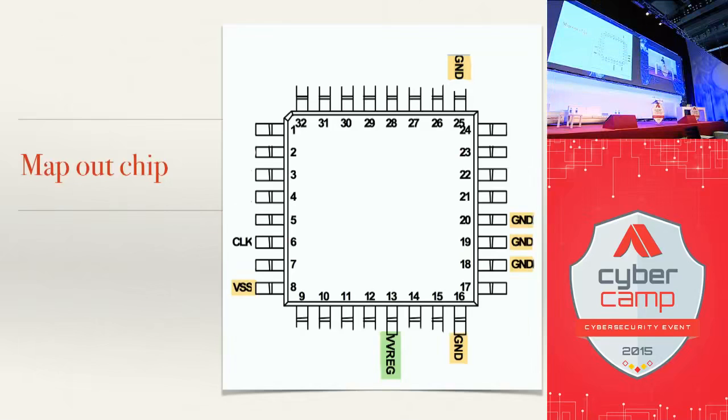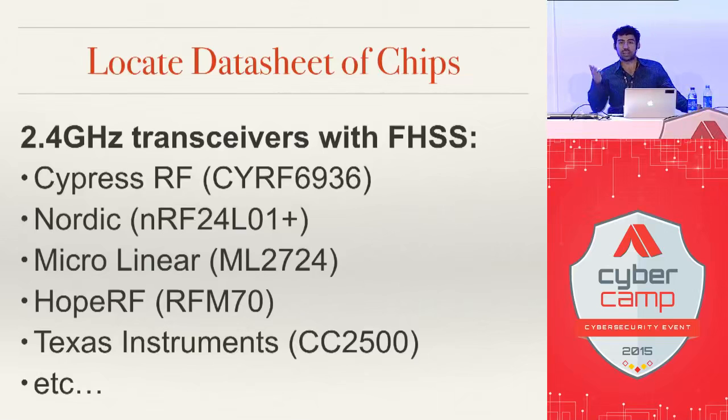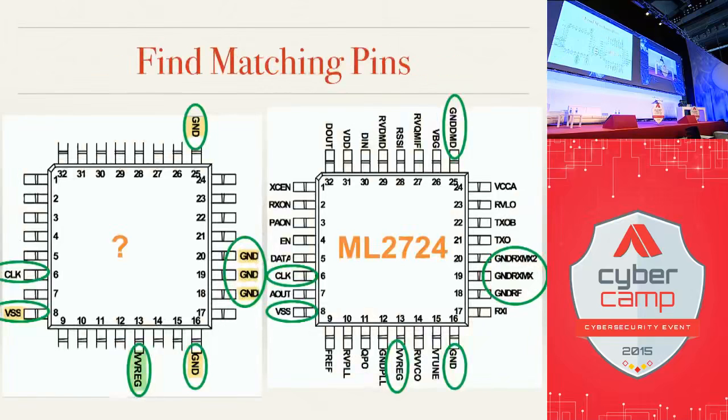because I might see something like a clock, a square wave, and I can assume that's a clock. Then I can say one pin is the clock pin. Once I've done all that, I'll say, okay, I know this is 2.4 gigahertz, for example, because you can use a spectrum analyzer like HackRF when you're pressing the key fob and see what frequency hits. Once you know that, I'll look up all of the data sheets I can find on 2.4 gigahertz transceivers or transmitters. There might be a Cypress chip, a Nordic chip, Microlinear, HopeRF, Texas Instruments.